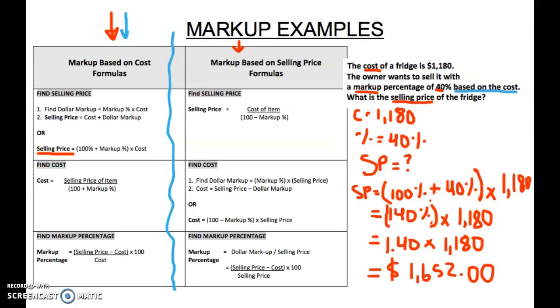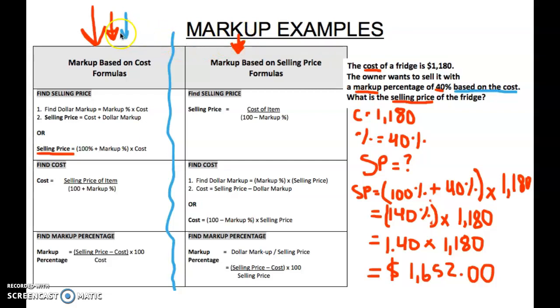In review, the first thing you want to do is read through your problem and highlight what you know and what you don't know. Write down what you know and what you are looking for. The second thing you want to do is find the correct formula that you're going to be using. So look for the words based on cost or based on selling price. Remember, your based on cost formulas are in the first column. Your based on selling price formulas are in the second column.